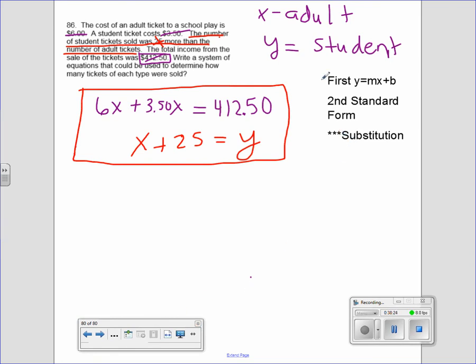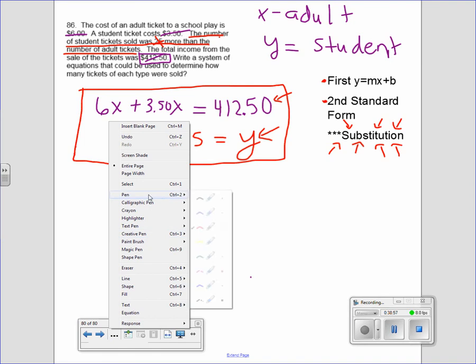And how we know this is substitution: one of our equations is in y equals mx plus b form. Here, y equals mx, and we know that there's really a 1 here, so mx plus b form. And the second equation is in standard form, where x and y are on the same side. Those are the clues that tell me I'm going to use substitution. Okay, so let me help you set that up.